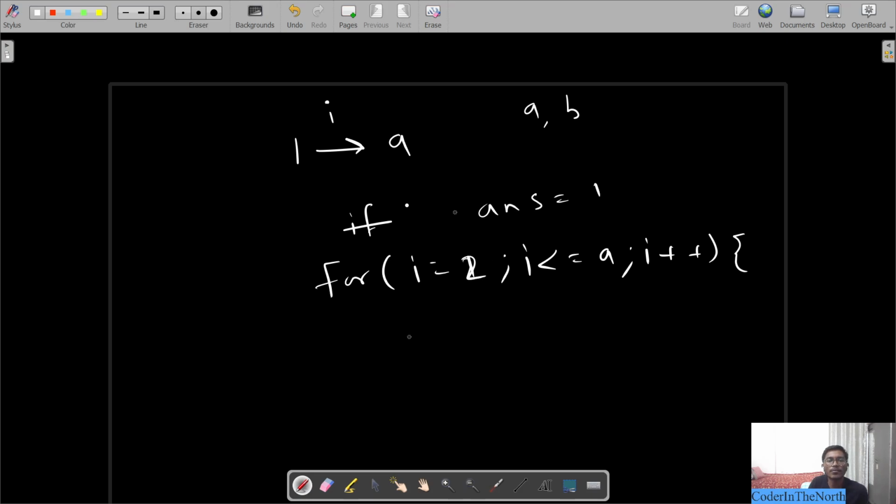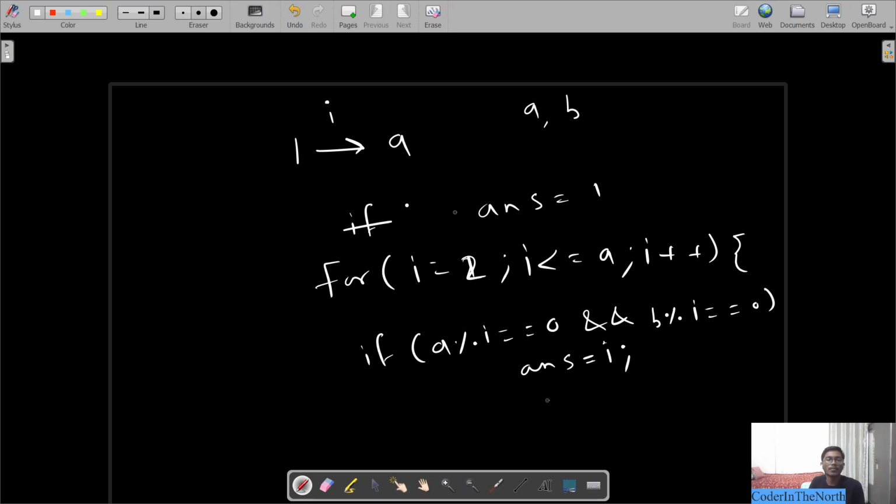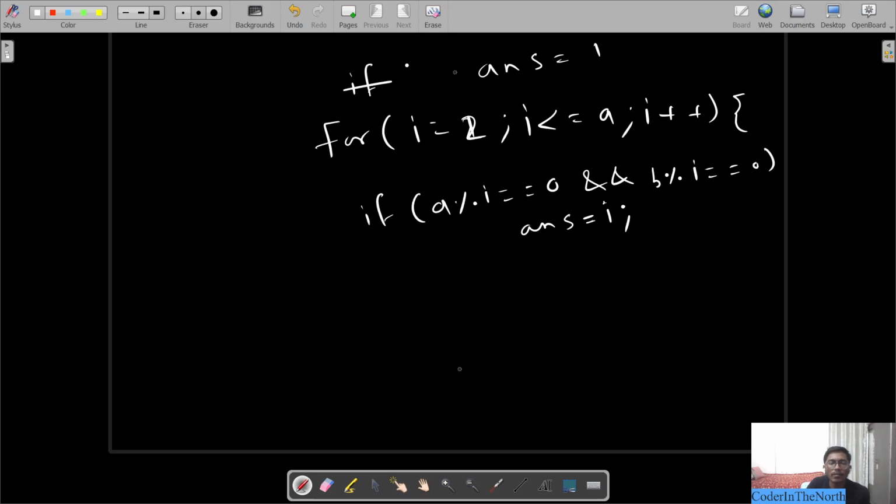Let's start from 2. If A modulo I equals 0 and B modulo I equals 0, we'll update our answer: answer will be I. Whenever we find another I which divides both A and B, we'll update it, because we want the greatest common divisor. If we find another greater number than the previous answer, we'll update our answer.